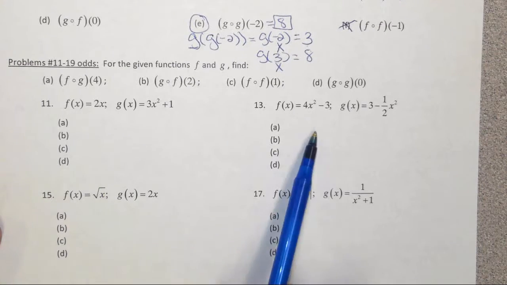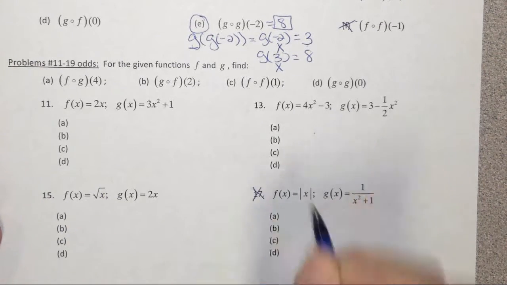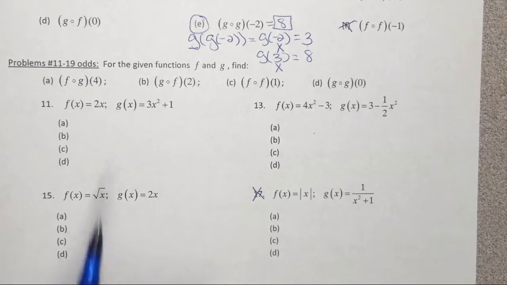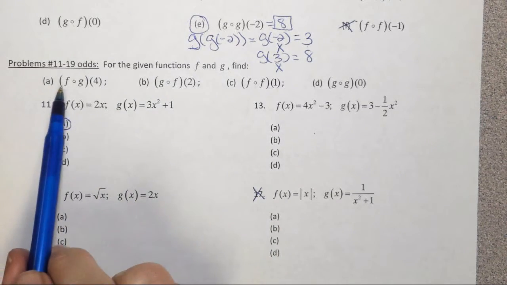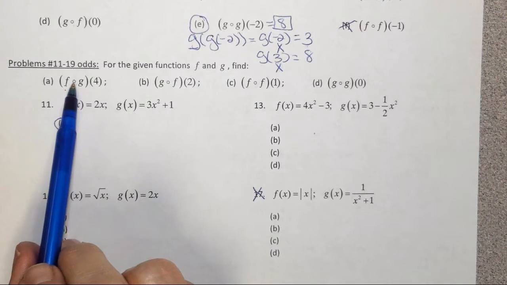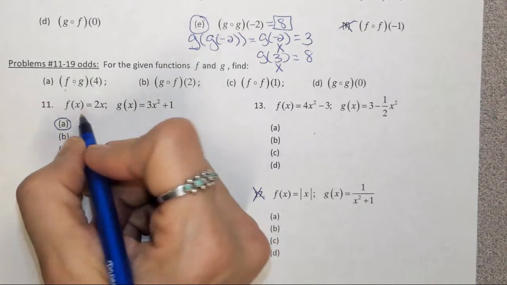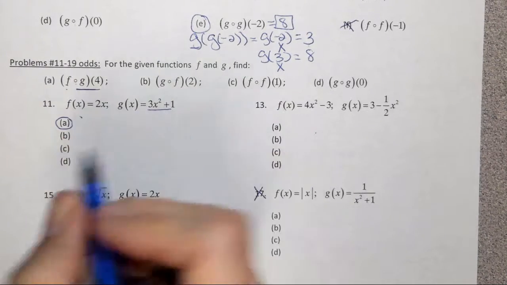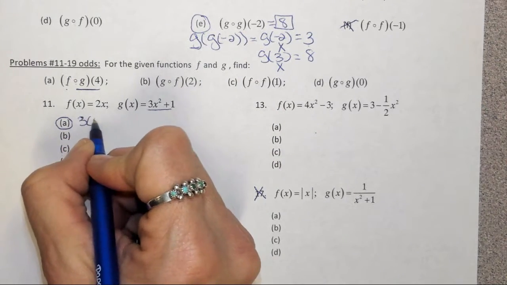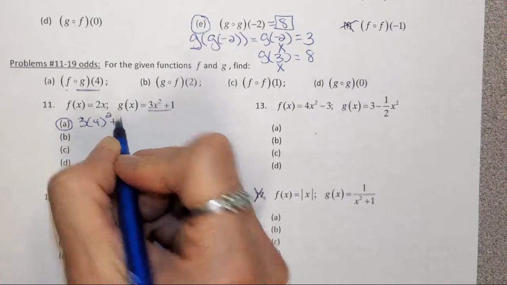I assigned 11, 13, 15, but not 17. So on 11, I'm going to do A. On A, it says you're going to do F composite G at 4. That means I'm going to start with the G function and plug in 4. So 3 parentheses 4 squared plus 1.